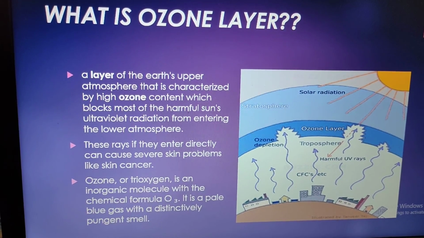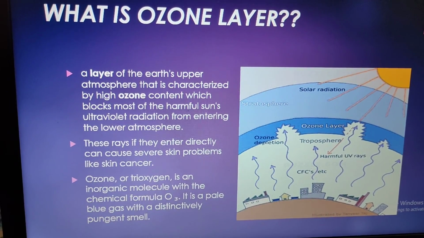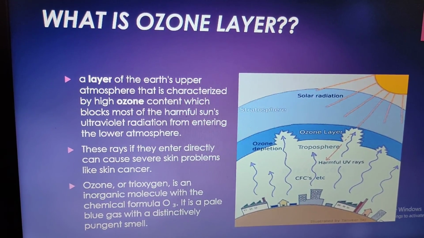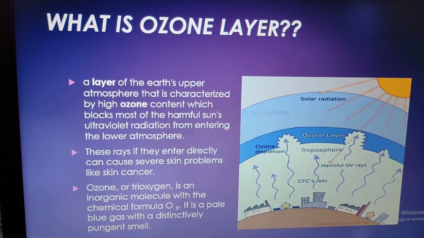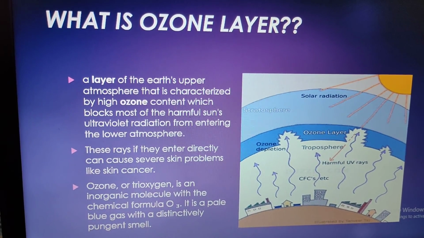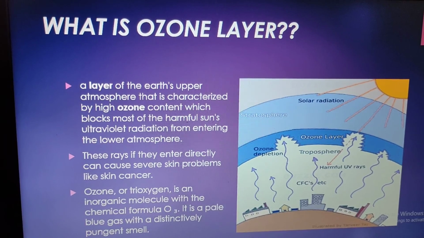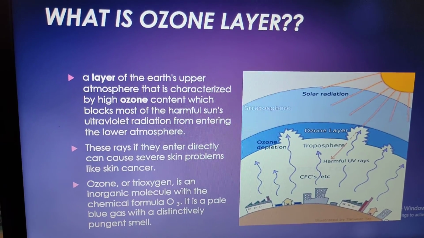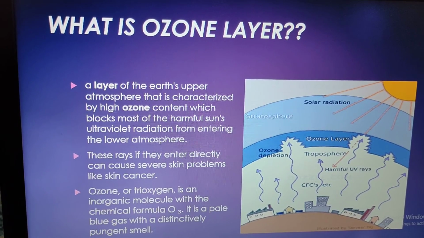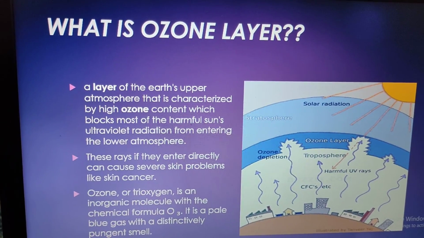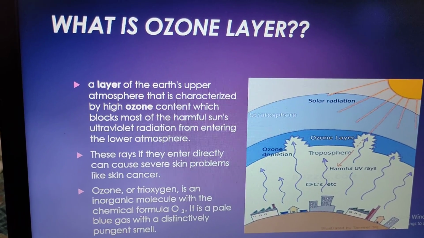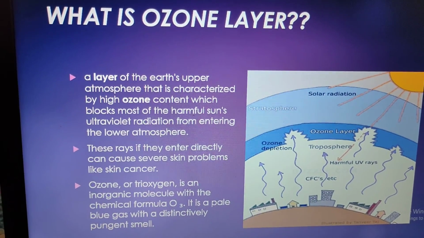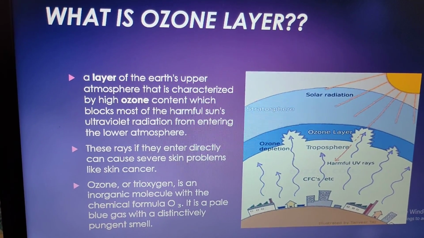A layer of the Earth's upper atmosphere that is characterized by high ozone content, which blocks most of the harmful sun's ultraviolet radiation from entering the lower atmosphere. Means it absorbs most of the harmful radiations of the sun, right? And it prevents these radiations from entering the earth. If there is a hole in the ozone layer and these harmful UV rays start entering our earth, it will pose a great danger to we humans. Why? Because a lot of skin problems will be there, in particular skin cancer. So these rays, if they enter directly, can cause severe skin problems like skin cancer.